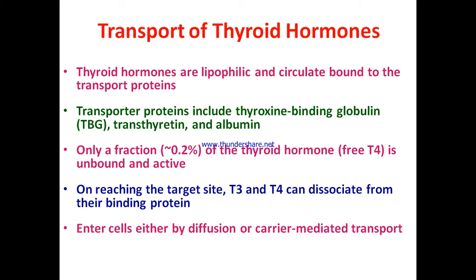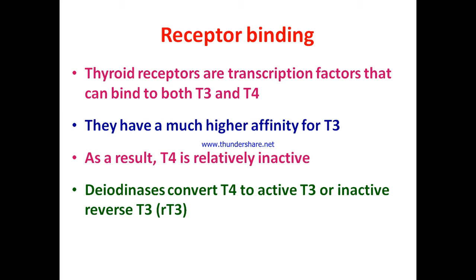Only a fraction, approximately less than 0.2% of the thyroid hormone is unbound and active. Normally, these hormones remain bound to proteins. When they need to be activated, they are released from the protein binding and they become active. On reaching the target site, T3 and T4 can dissociate from their binding protein and become active. These hormones can enter cells by diffusion or carrier-mediated transport.